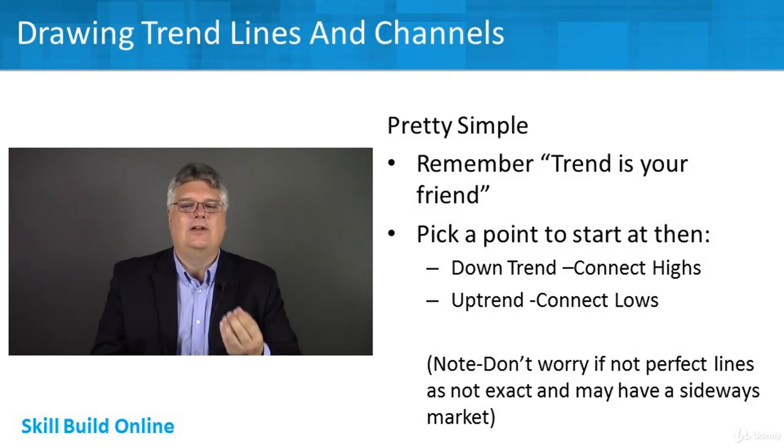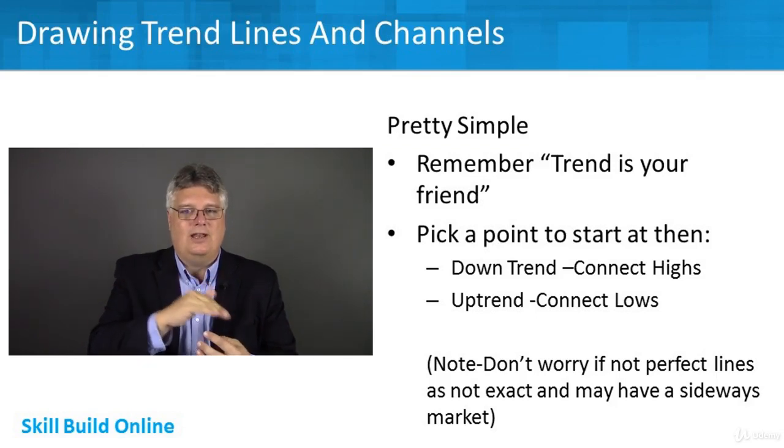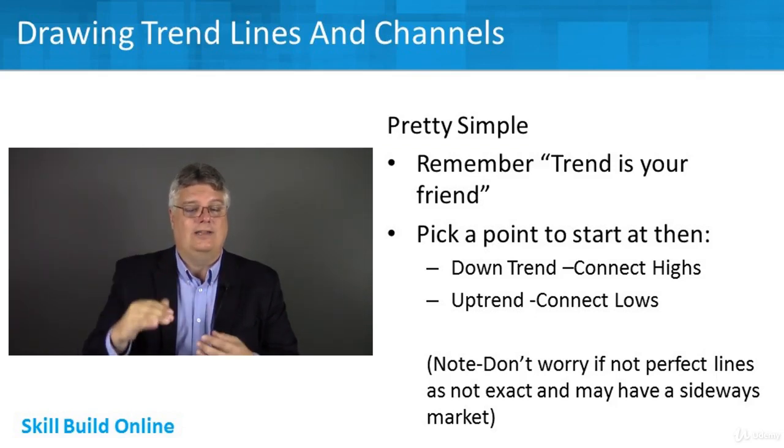We're going to look at it in a second here. You want to pick a point to start at, and you want to draw these, connecting these lines to draw downtrends and uptrends, right? So for a downtrend, you're basically connecting all the highs and seeing if the trend's going down. In an uptrend, you're connecting the lows and seeing if you're trending up.